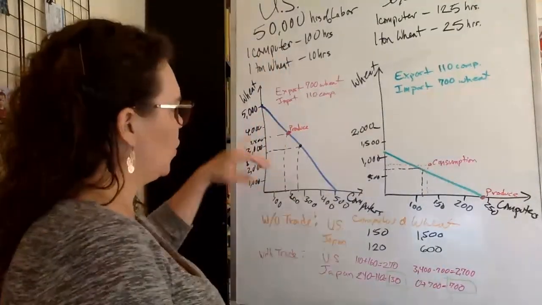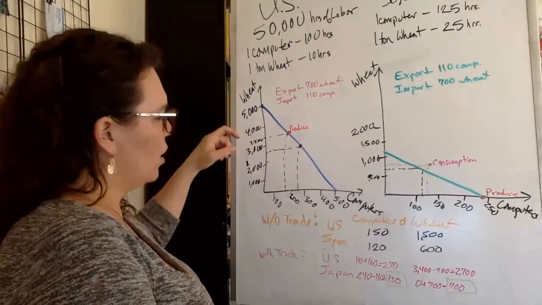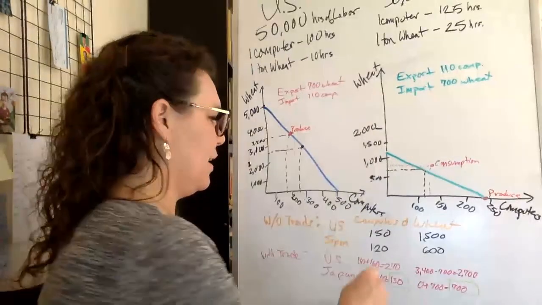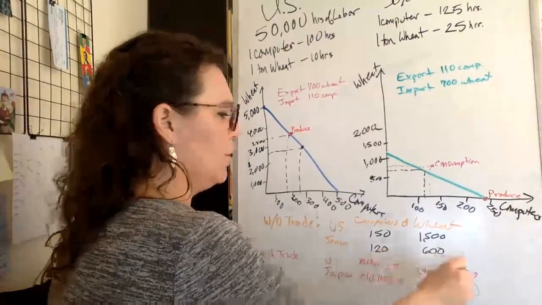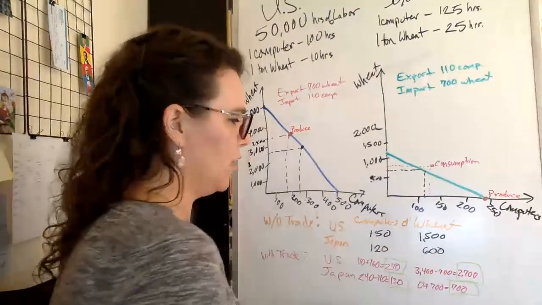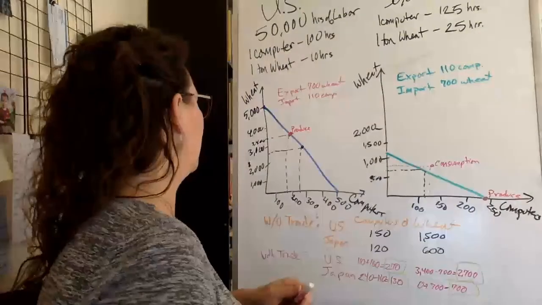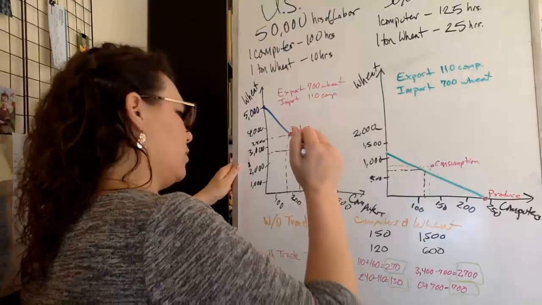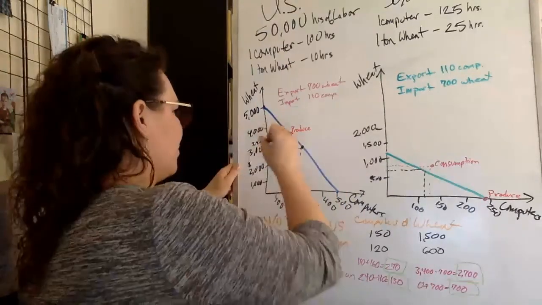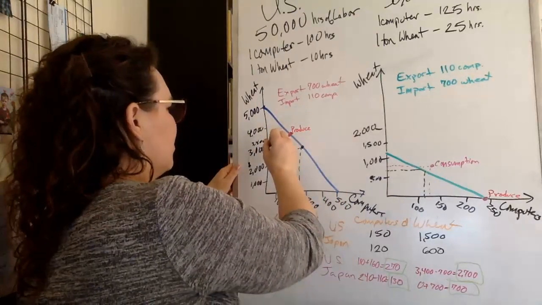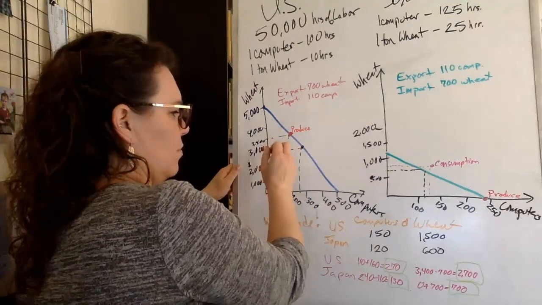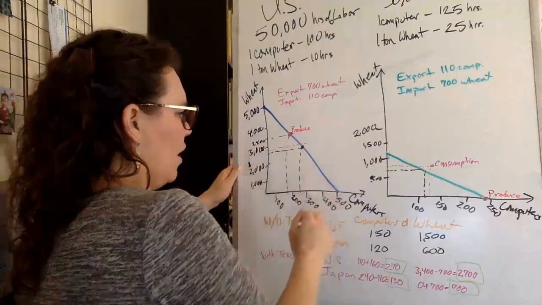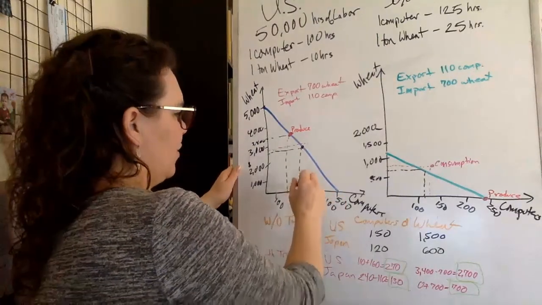Same thing for the US. They are going to now have a consumption point that is 270 computers and 2,700 tons of wheat. So 2,700 tons of wheat up here, and 270 computers up here.